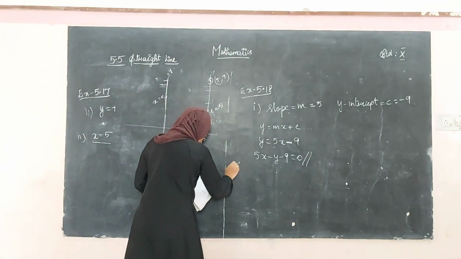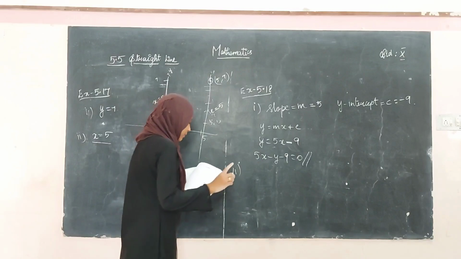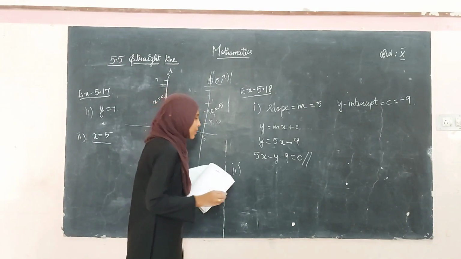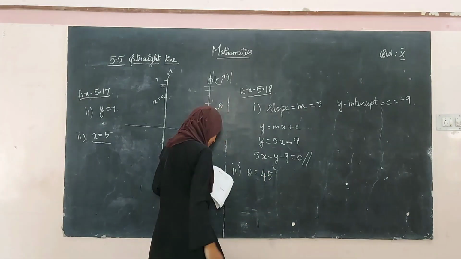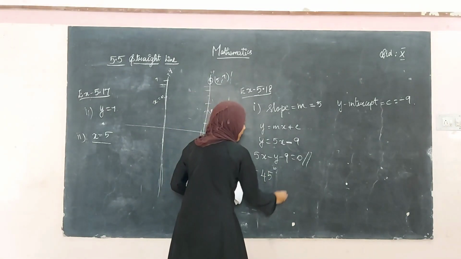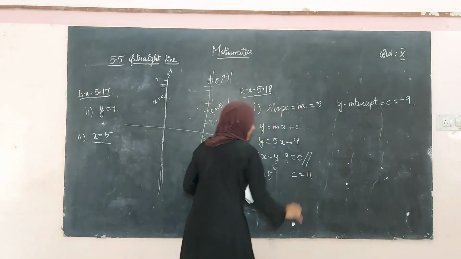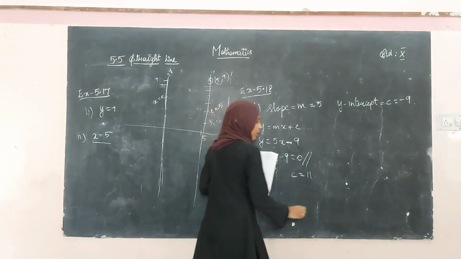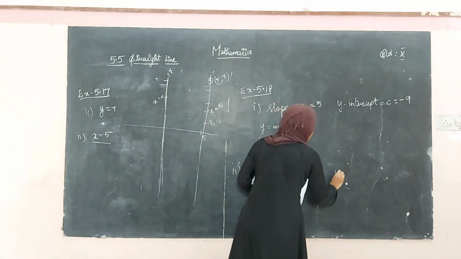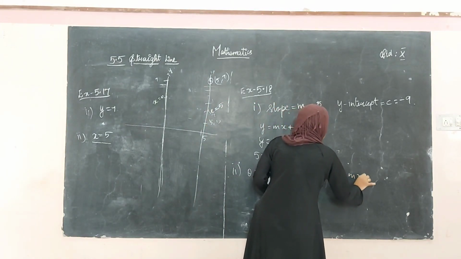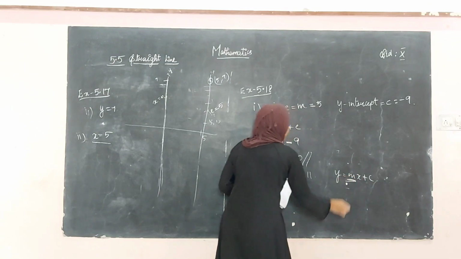Okay, see the second subdivision. They have given inclination. What is inclination? Inclination means theta. Theta is equal to 45 degrees and intercept is 11. What is intercept? c is equal to 11. Okay, when slope and intercept are given we have to use the formula y equal to mx plus c, right, if we want to find m.